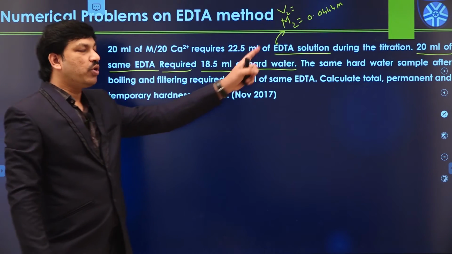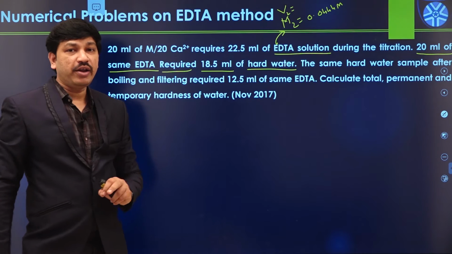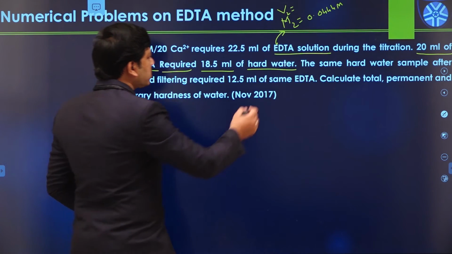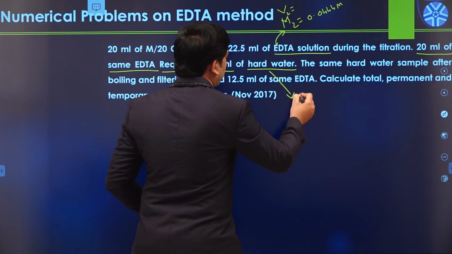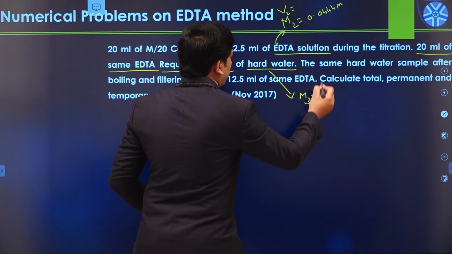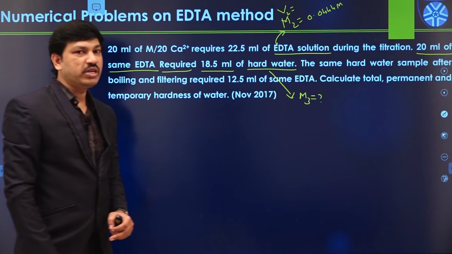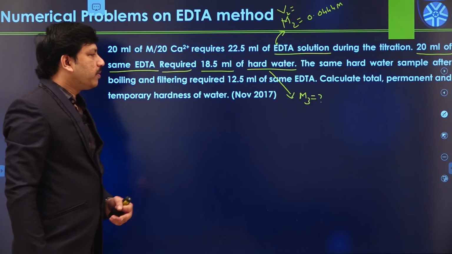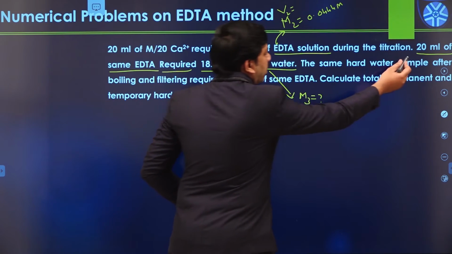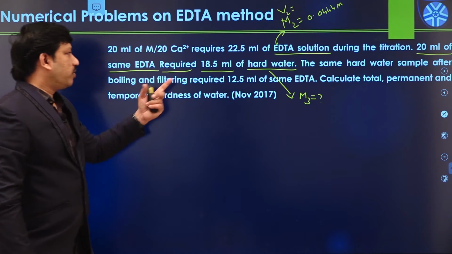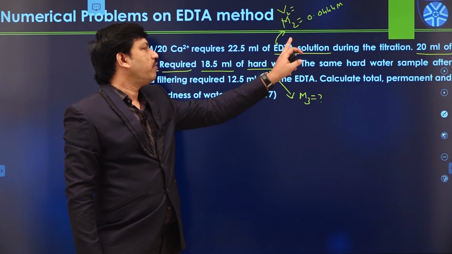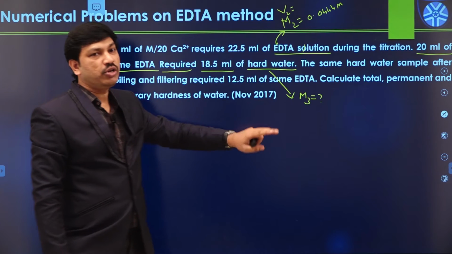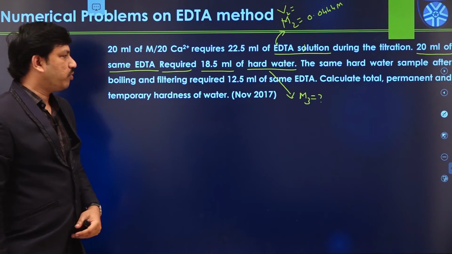The second time indicates that 20 ml of the same EDTA was required for 18.5 ml of hard water sample. So this time we have another unknown solution, that is M3. We have to measure the M3 value for the second statement. But what is the data we have? They are using the same EDTA solution, whose concentration we know, the same EDTA solution that was used for the second titration process.